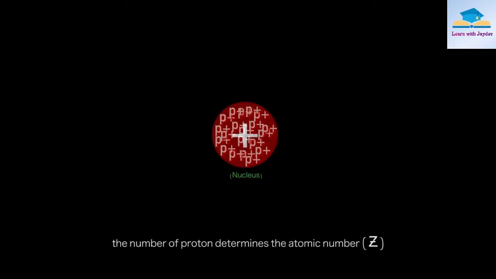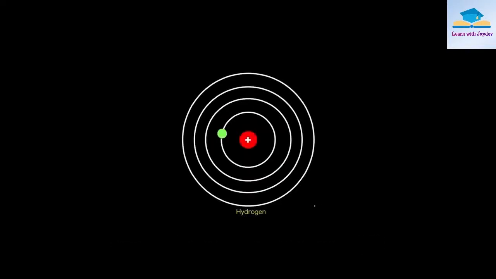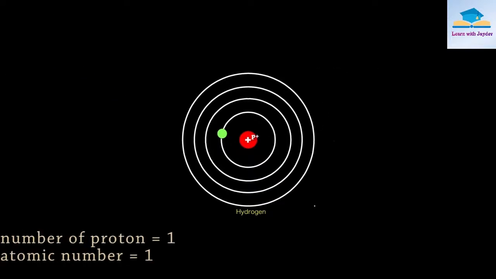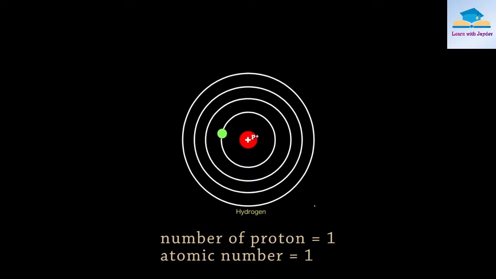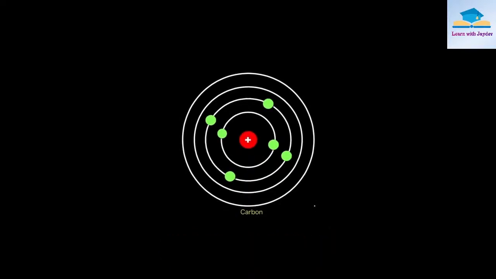Now, how many protons are present in the nucleus of an atom determines its atomic number and is represented by Z. This number decides the type of the element as well. For hydrogen, Z is equal to 1, that is, 1 proton is present in the nucleus of the hydrogen atom. For carbon, Z is equal to 6. Therefore, 6 protons are present in the nucleus of the carbon atom.